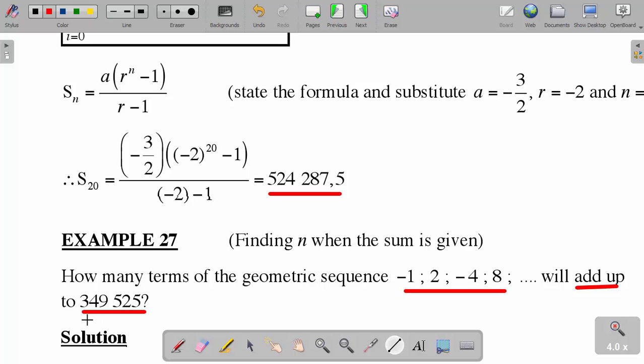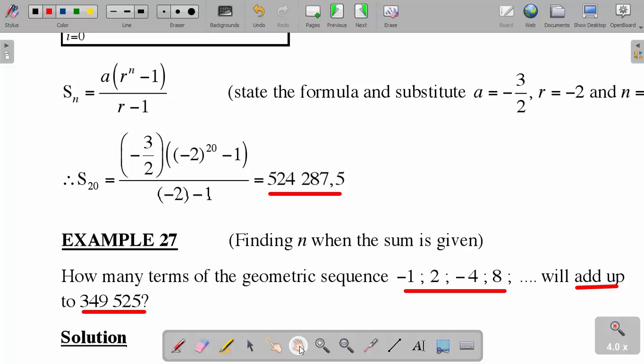Now this number here is not the last term, but it is the sum of those terms all together added. Let me say it again. The 349525 is not our last term, but it is our sum of all the terms in this series when they're added together. So we need to find out how many terms there are going to be.